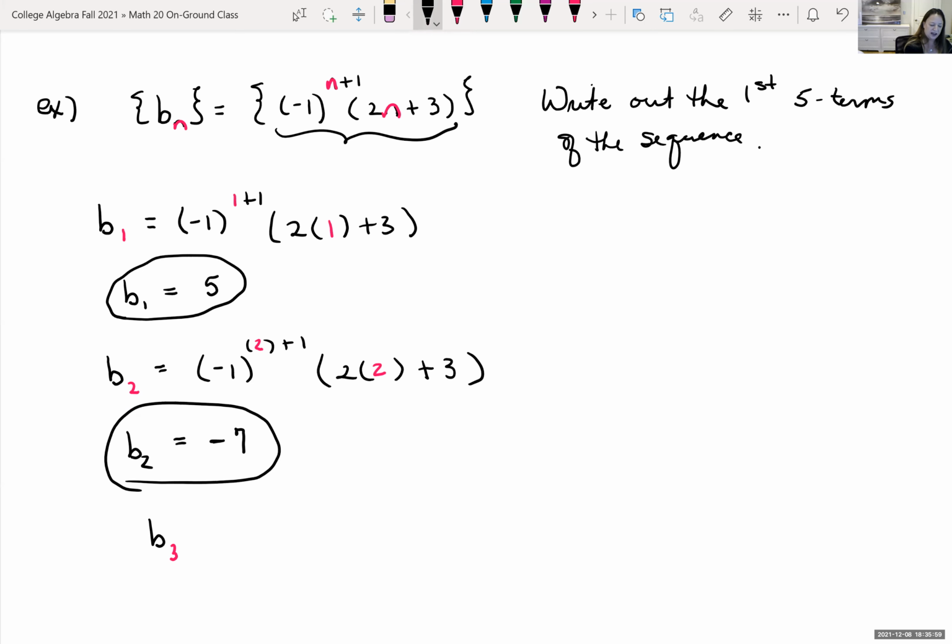Now plug 3 in wherever you see an n. So we have -1 raised to the 3 plus 1 power, all times (2 times 3 plus 3). So we have -1 raised to the 4th power. That makes it +1 times 2 times 3, which is 6. 6 plus 3 is 9. So we have 1 times 9, which gives back 9.